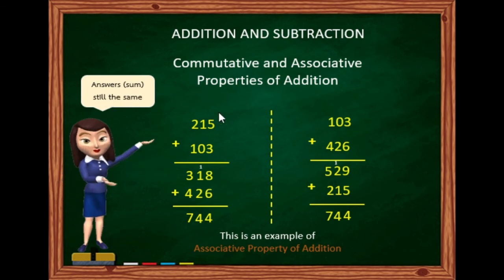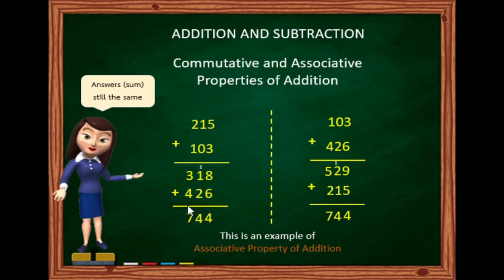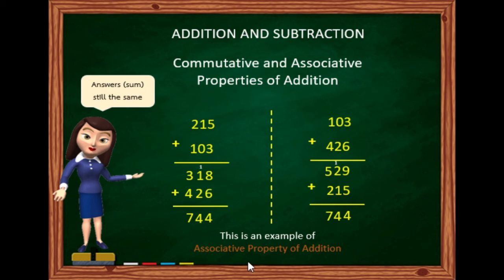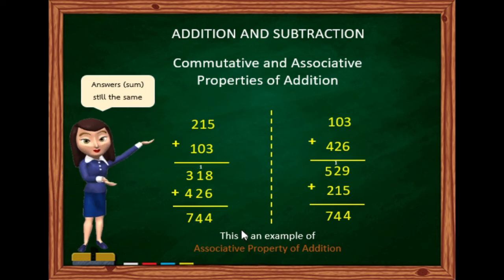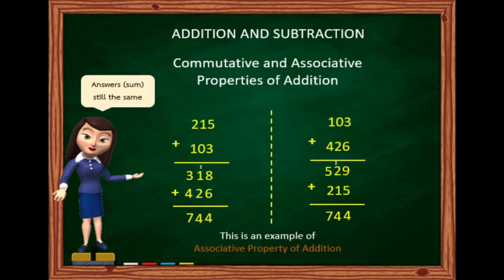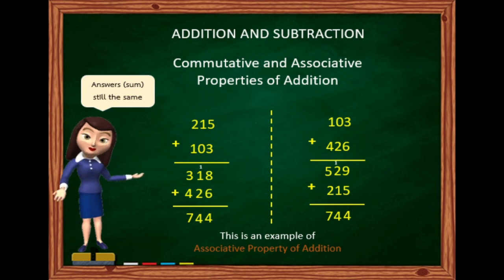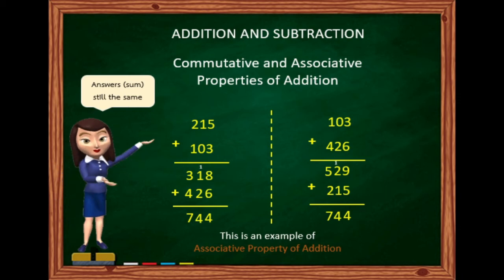Any arrangement, the numbers would be in any position, the answer would still be the same. It is the associative property of addition. Addition has two properties. You have commutative property and associative property of addition. In any position your numbers might be, your answers or the sums would still be the same.